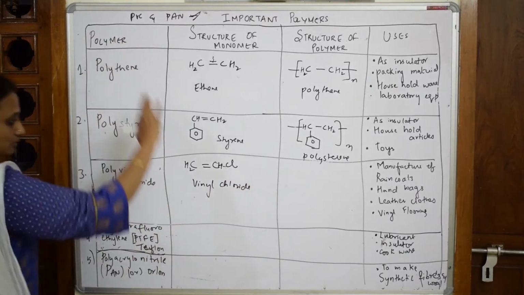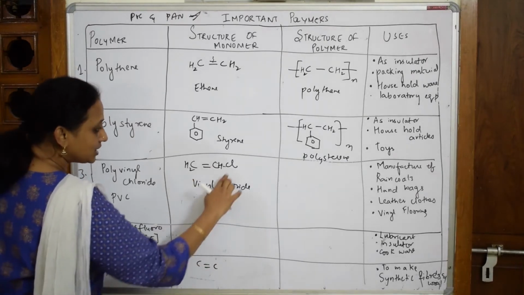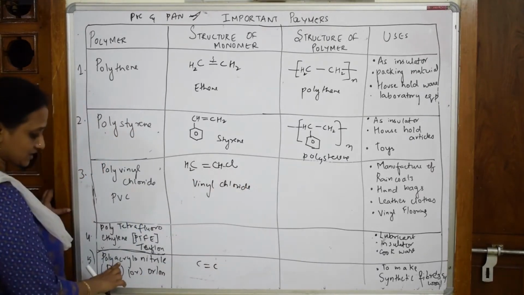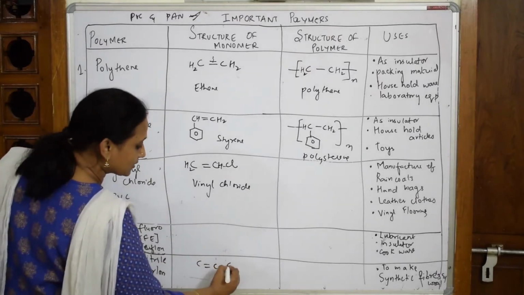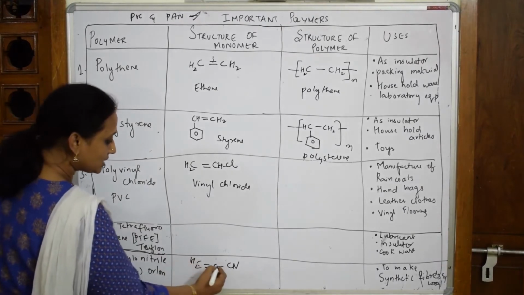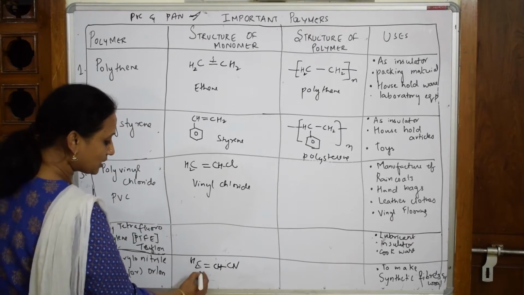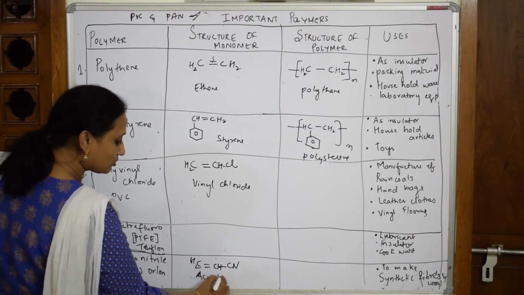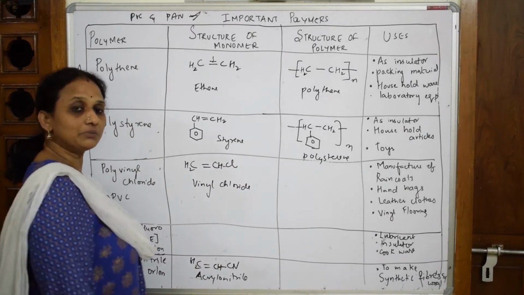I said both are almost the same. Now same C double bond C. Now in this case, instead of Cl, as the name suggests, acrylonitrile. Nitrile means CN group. Fill CN here. Now same CH2 and CH. Done. This is called acrylonitrile. Now write the polymer structure of that.